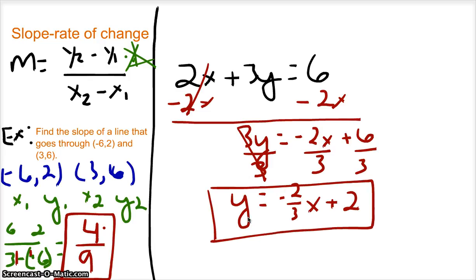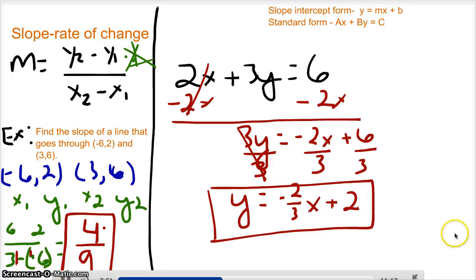I do want to add something to the top part. Slope-intercept form is y equals mx plus b. Standard form is ax plus by equals c. Now we're going to do the other one, and it says convert from slope-intercept form to standard form.